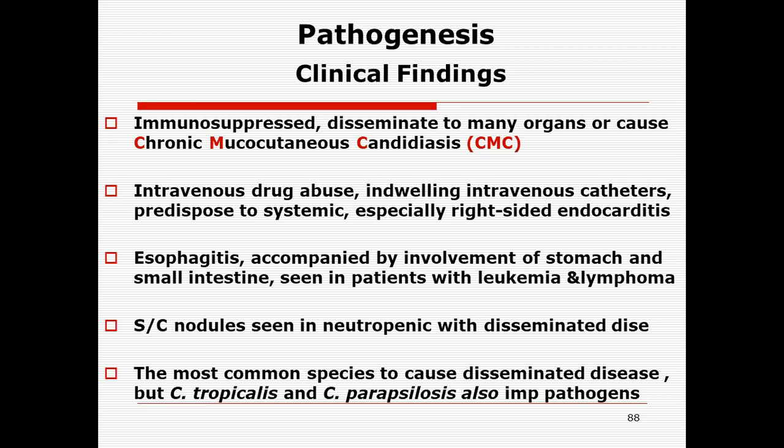And this is particularly seen in patients who are dealing with lymphoma, or who are suffering from leukemia. The subcutaneous nodules can also be seen in neutropenic individuals with disseminated disease. So neutropenia predisposes to this infection. The most common species to cause disseminated disease is Candida albicans. But Candida tropicalis and Candida parapsilosis are also important pathogens, and they can also cause these kinds of diseases.